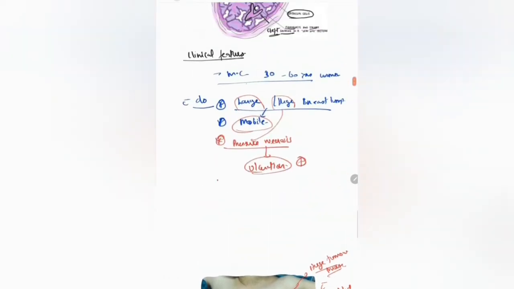So this is your gross picture, which is showing some of your dilated veins, and you can very well appreciate a huge tumor-like mass with your bosselated surface, which keeps it mobile. A bosselated surface is a distinct feature of phylloides.